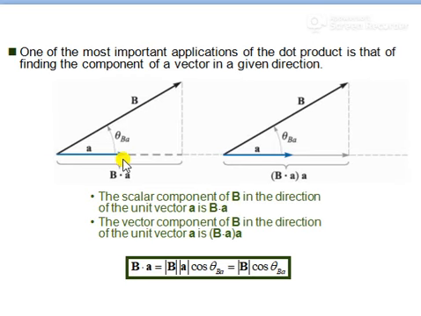This is a scalar component. If I want the vector component, it will be (b dot a) into a, right? So here it is nothing but the projection of b on this unit vector a. You can also call it the projection of b on a, right? This is one of the applications.